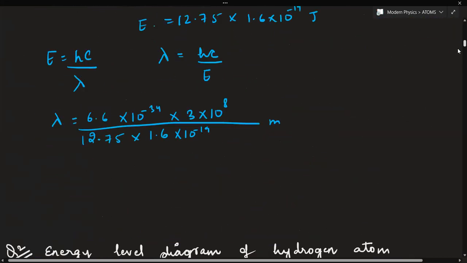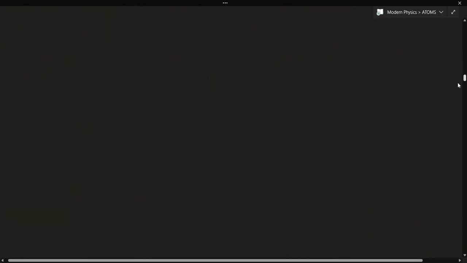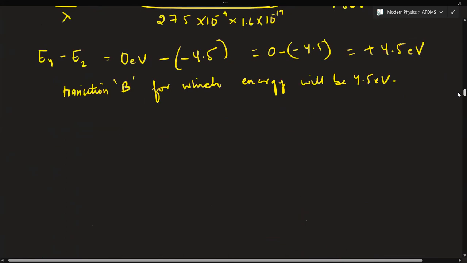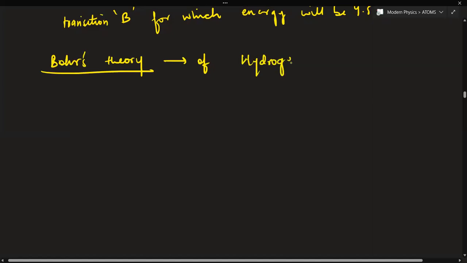So in atoms, mainly you know all the theory part, Bohr's theory. Now see, let us quickly revise all the formulas that we have under the heading of Bohr's theory of hydrogen atom. So Bohr's postulates you should know. So Bohr's theory of hydrogen atom.